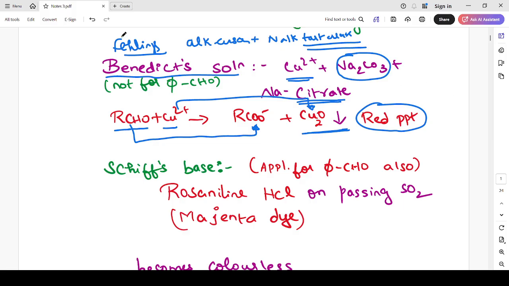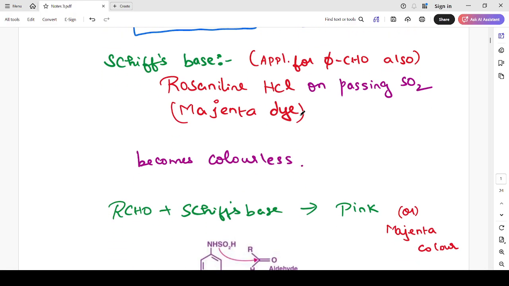As we mentioned, Fehling's is not applicable for aromatic aldehyde. Similarly, Benedict's is also not applicable for aromatic aldehyde. That was the reaction with Benedict solution, and you can understand that definitely it is not a qualitative test for ketones. The next reagent is Schiff's base.